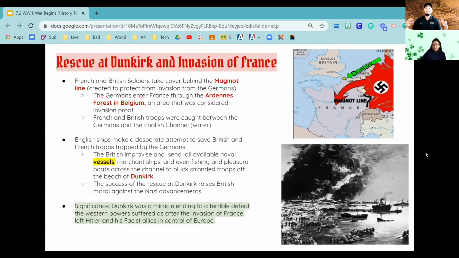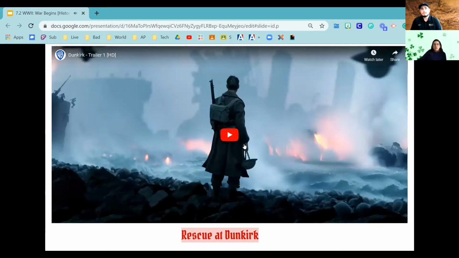So what's the significance? The significance of this particular moment is first the fact of the miracle ending behind the rescue, even though of the aftermath of the defeat of the Western powers, but also the bad news of the fact that now Hitler has full control over Europe, with the last Allied powers resistance being pushed out. And then here is a preview of what that looked like at the rescue of Dunkirk.